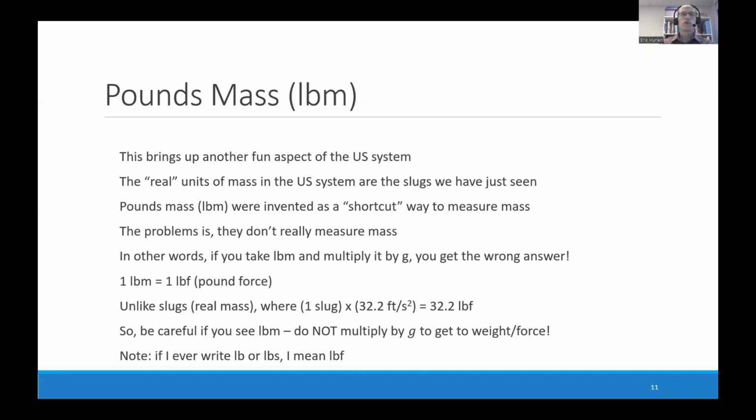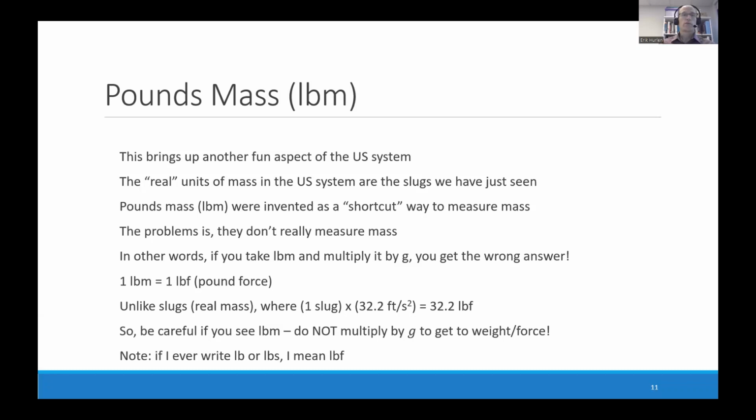This brings us to one of the more confusing aspects of the US system. We saw that the official units of mass are slugs. However, these are seldom used. More often, you see what I call shortcut units of pound mass as the units of mass. I do not consider these real units of mass because to get force from mass, you should multiply by g. However, this does not work for pounds mass. 1 pound mass is defined to be the mass of an object that weighs 1 pound. Therefore, to go from pounds mass to pounds force, you actually do nothing. If you were to multiply by g, 32.2, you would get the wrong answer.